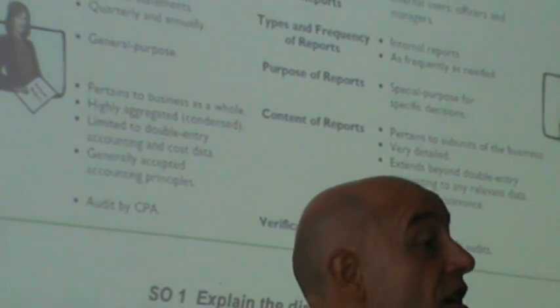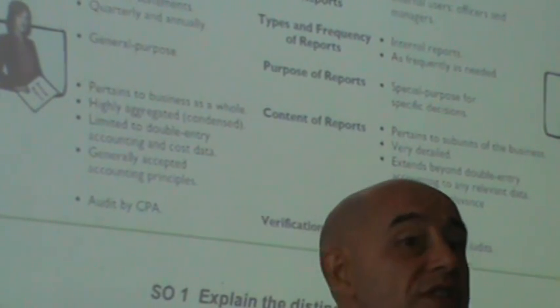And finally, verification. Financial accounting, the information is, we say, audited. Audited means checked to see if it's correct. Here, there is no audit. There is nothing here, okay? This is internal use, no audit, no check. Usually, the manager, CEO, will check to see if information is good or information is not good.